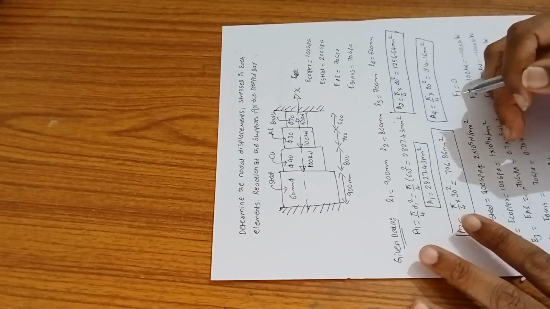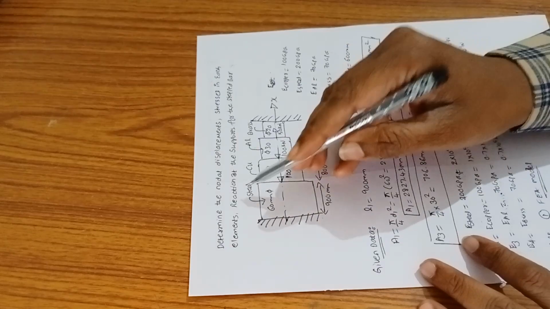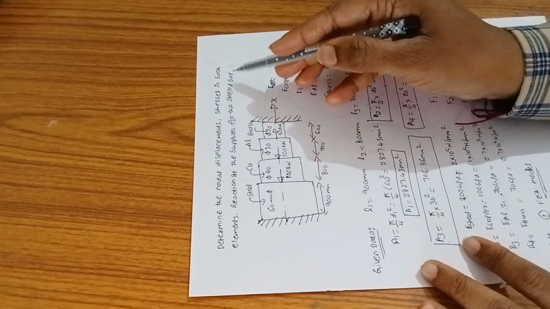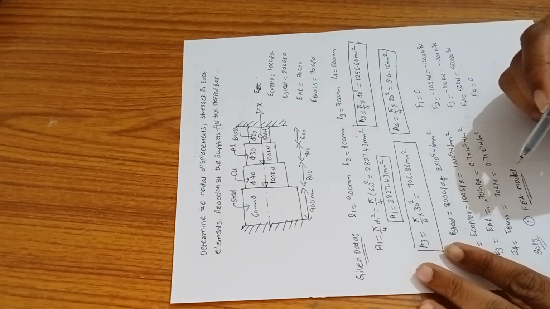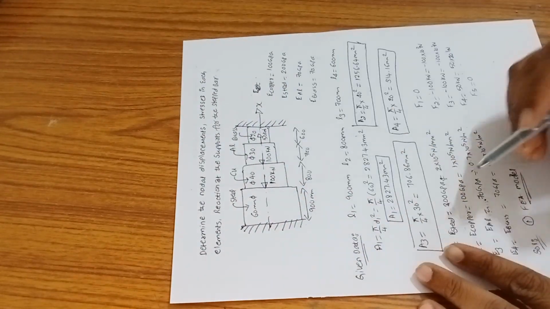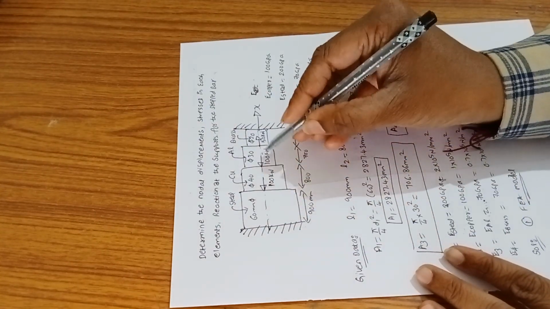Hello all, welcome to this class on finite element analysis, and in this class let's solve this problem, that is, determine the nodal displacement, stresses in each element and reaction of the supports for the stepped bar. In this problem you have a stepped bar, four stepped bars actually. So you have four elements basically. So this is element 1, 2, 3 and 4.